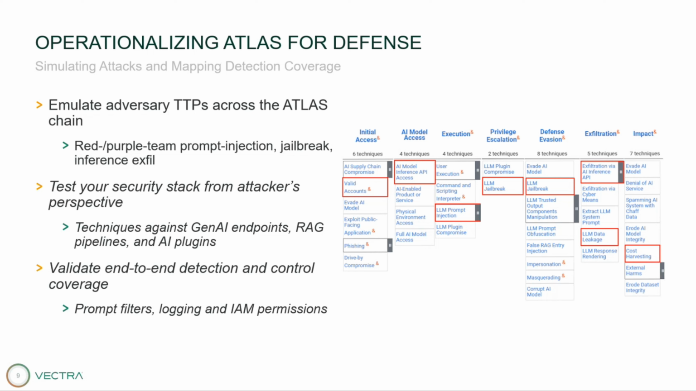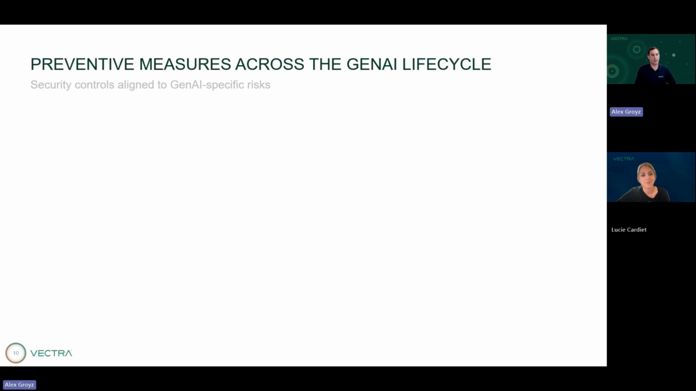And just as important, you could validate end-to-end detection coverage. Things like, are our prompt filters catching prompt injection, are our logs from inference APIs being captured and reviewed, and do we have controls in place for identity and access management? With Atlas, you could map specific detections and control gaps to specific tactics and run exercises that show exactly where you're strong or maybe where you're not strong. And this is what makes Atlas so valuable. And I think the takeaway here is that effective GenAI security starts with applying defense to how real attacks unfold.